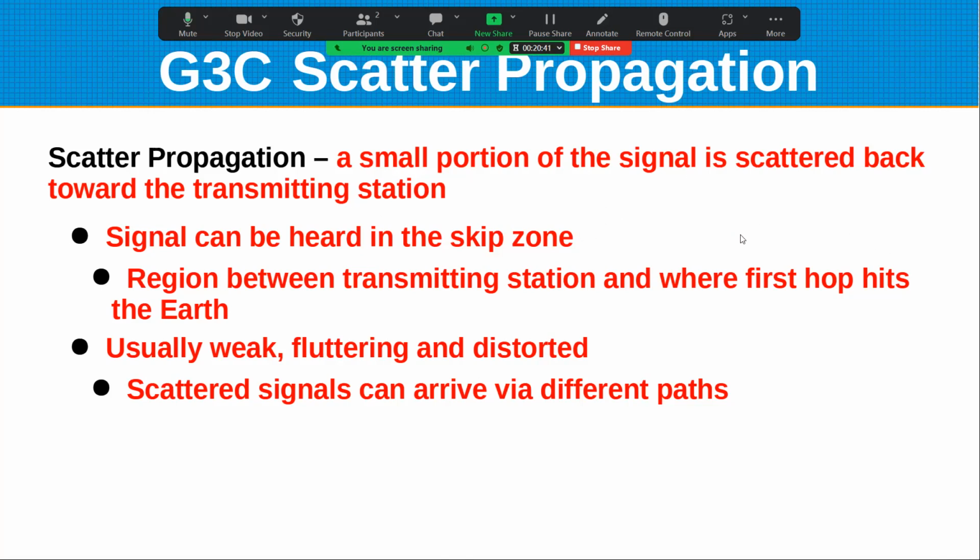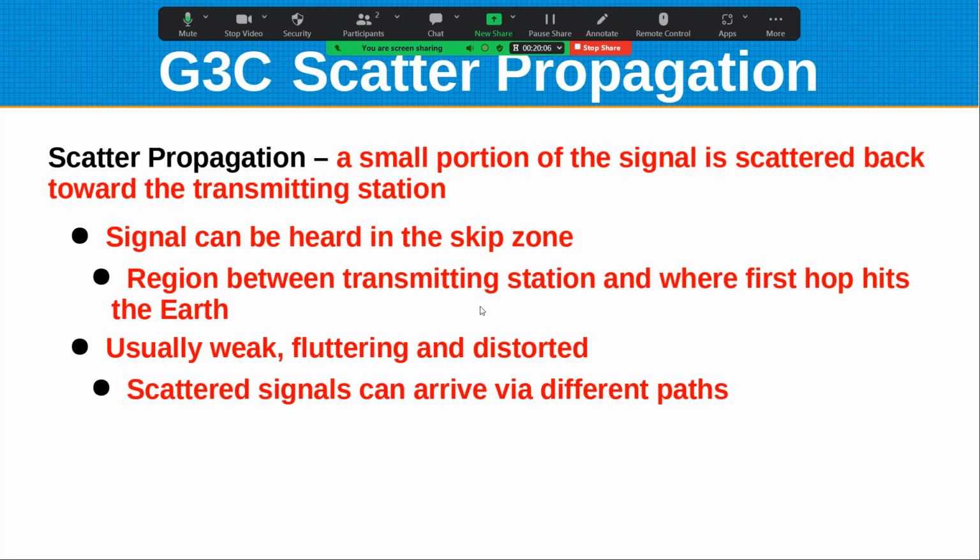Normally, the scattering is a very low signal, and it's erratic. It's not dependable. So if you're getting it, you're getting a weak, fluttering, distorted signal, because it goes to different angles. You could have multipath. You could actually get it from several different scattering angles back to a receiver.